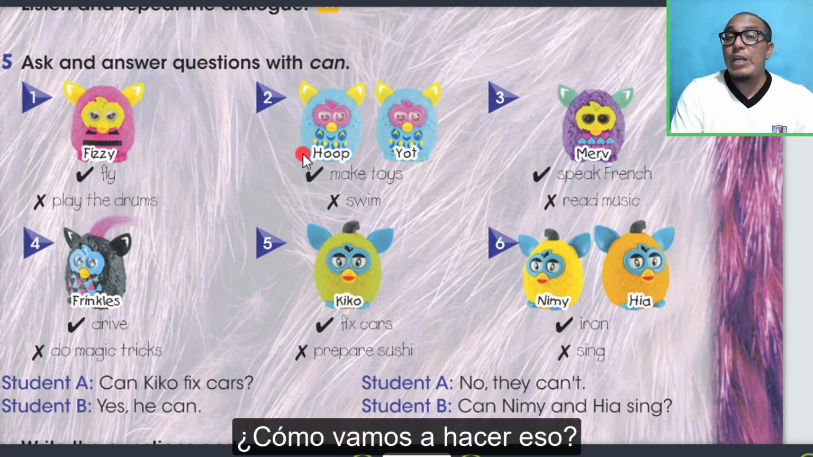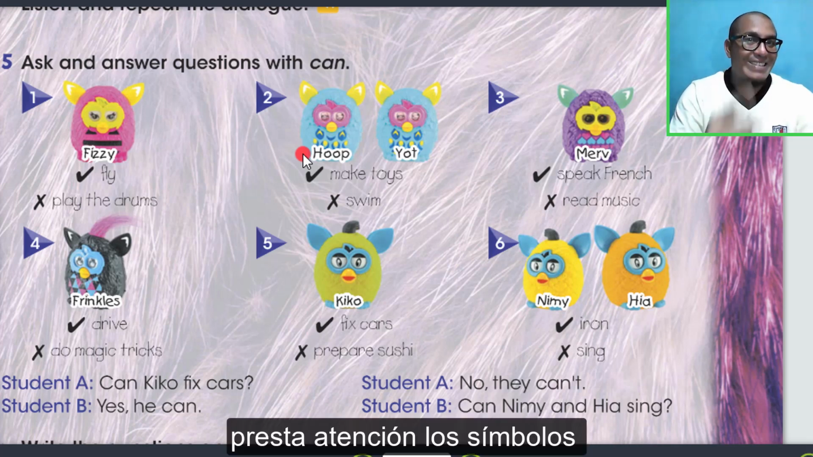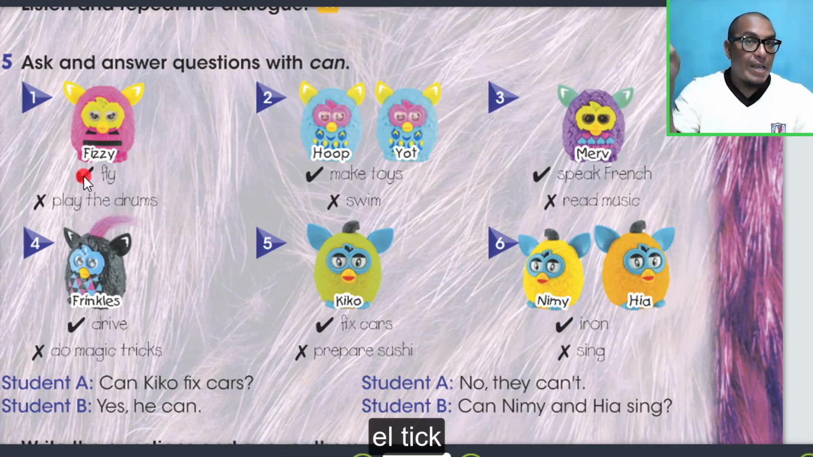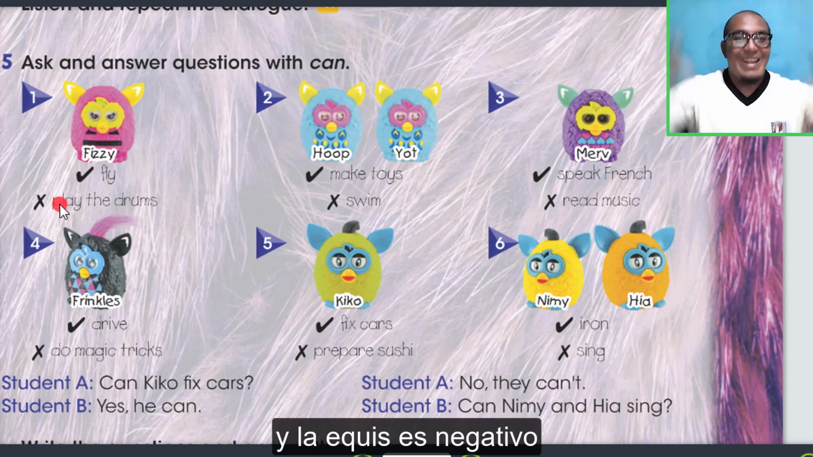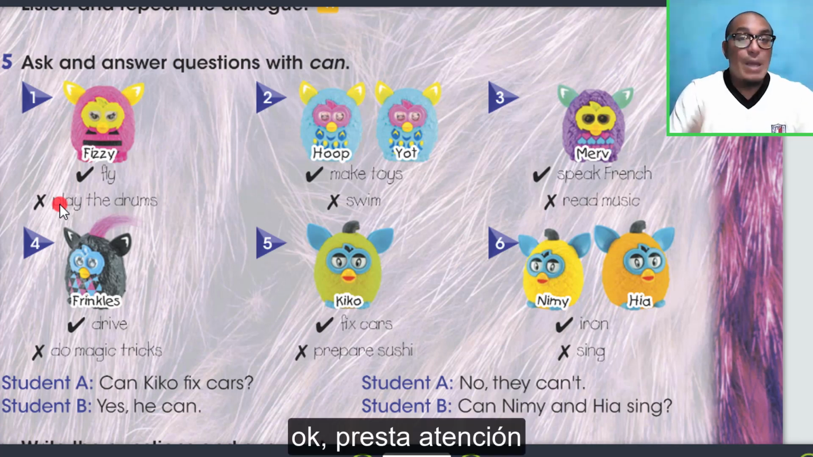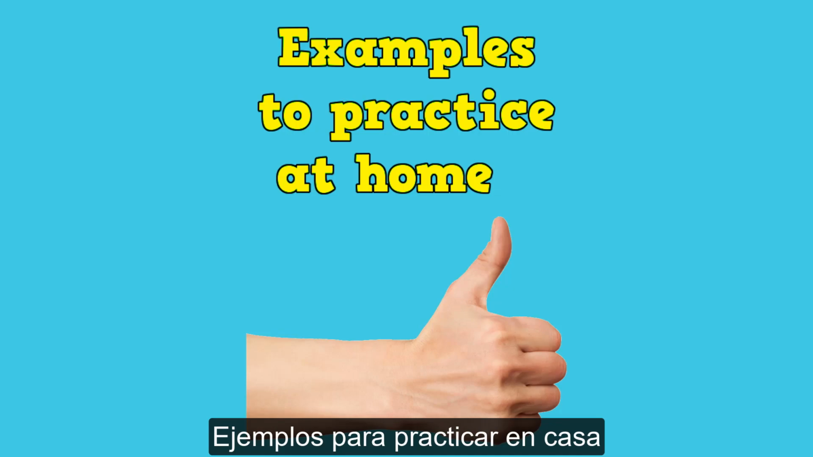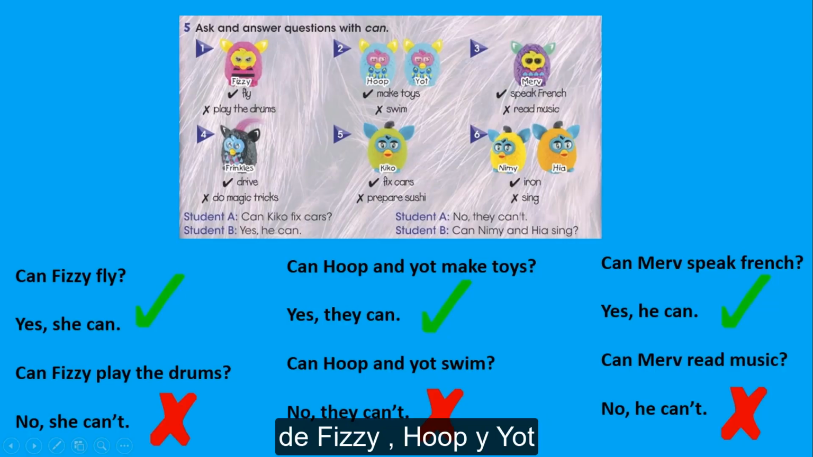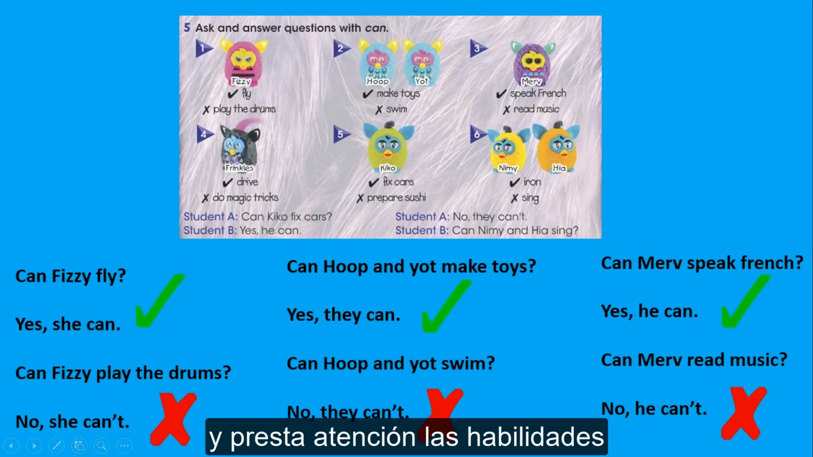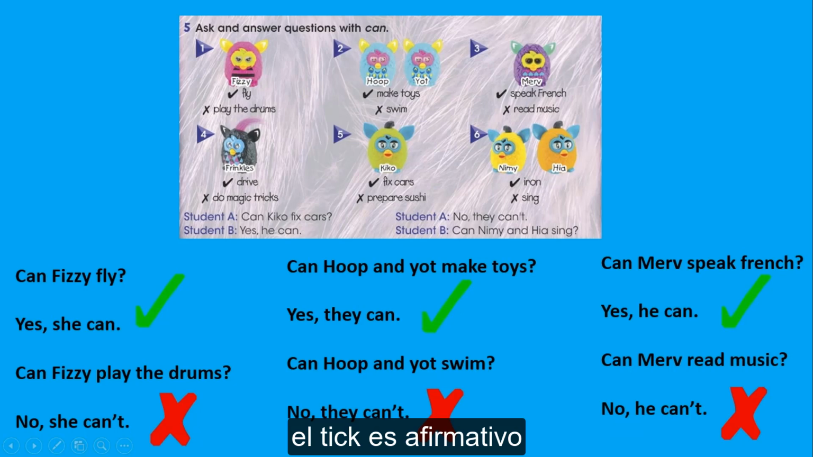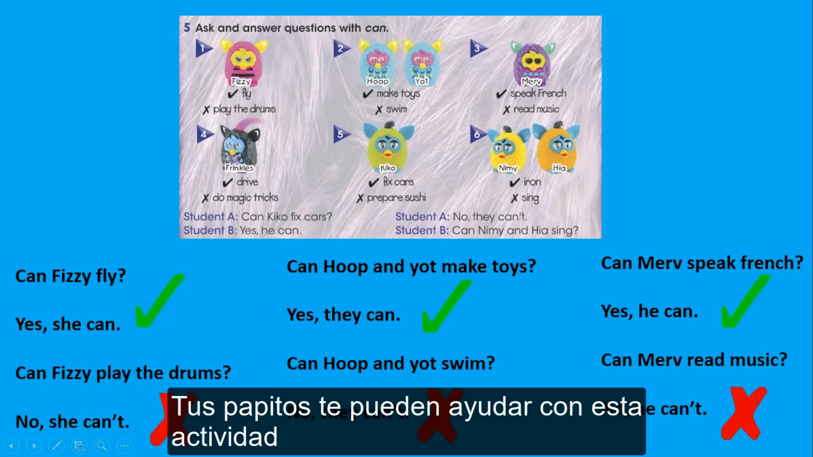How can we do that? Pay attention to the symbols. Tick is positive. Cross is negative. Right? Let's take the example of Fizzy, Hope and Yacht, and Merv, and pay attention to the abilities. The tick is affirmative and the cross is negative. Practice at home orally. Your parents can help you in this activity.